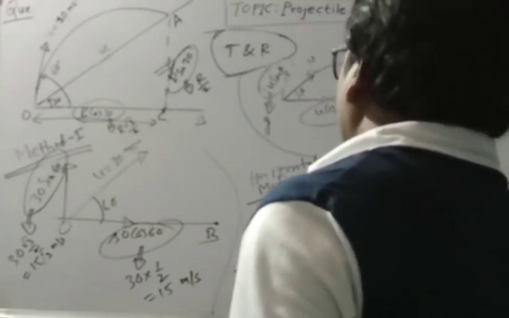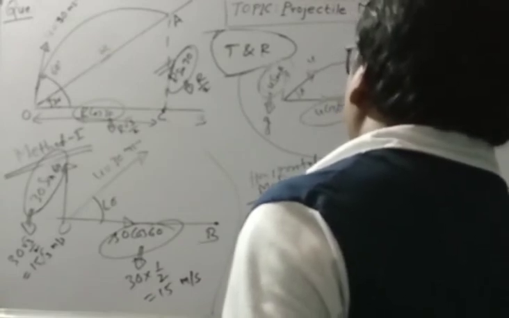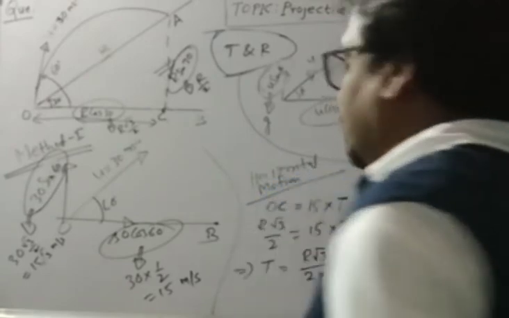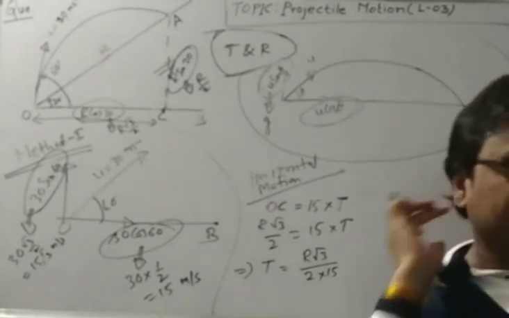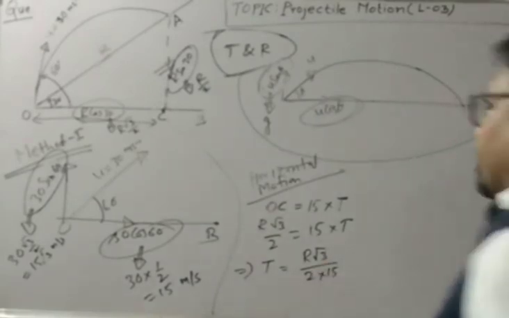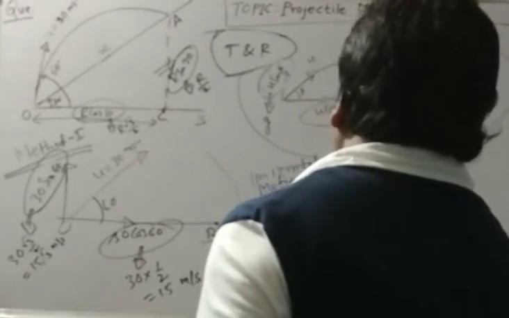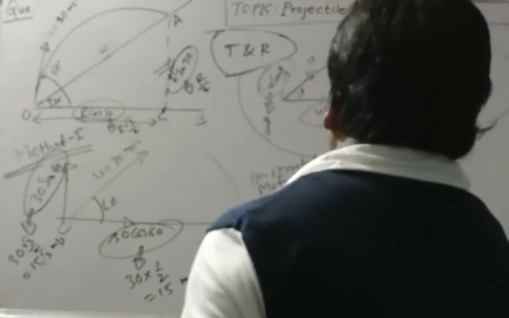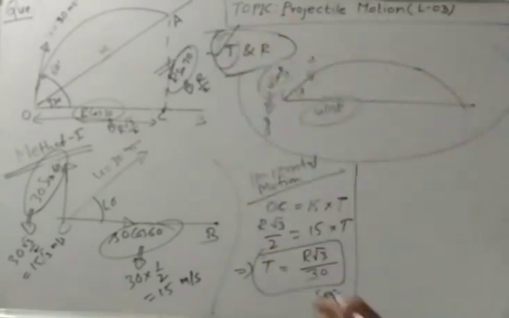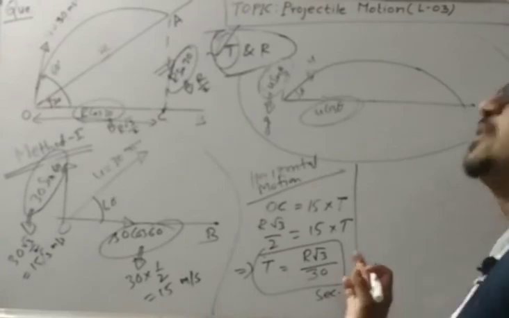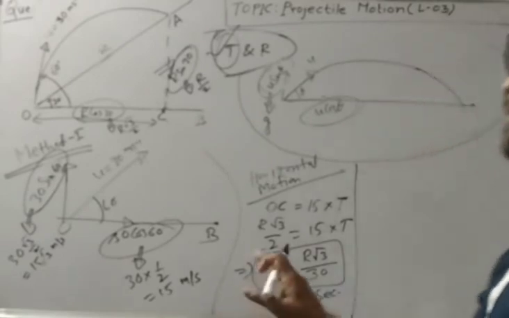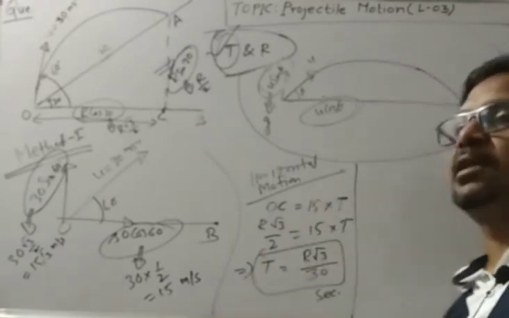So this t will give you R root 3 by 2 into 15, which will give you basically R root 3 by 30. This is the time, in seconds. So, first part, this time has been calculated and it is R root 3 by 30, but this answer is not final because here the unknown R is there, but we can use this result to find R and hence T.